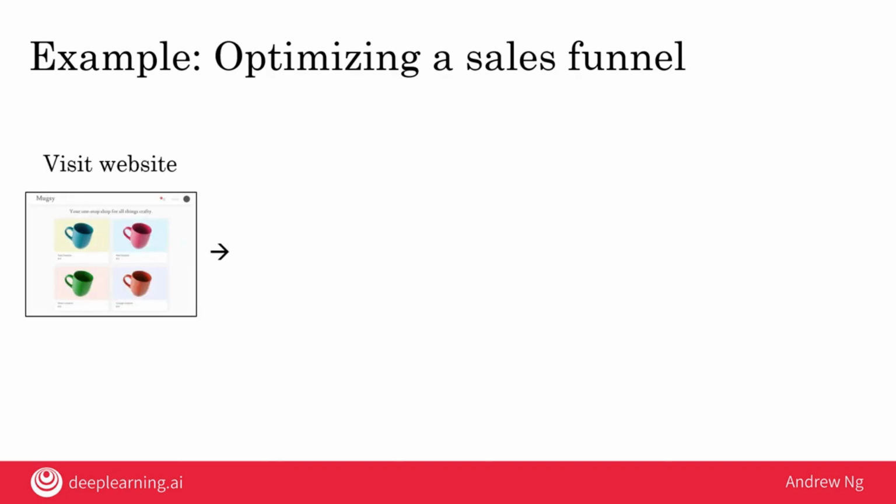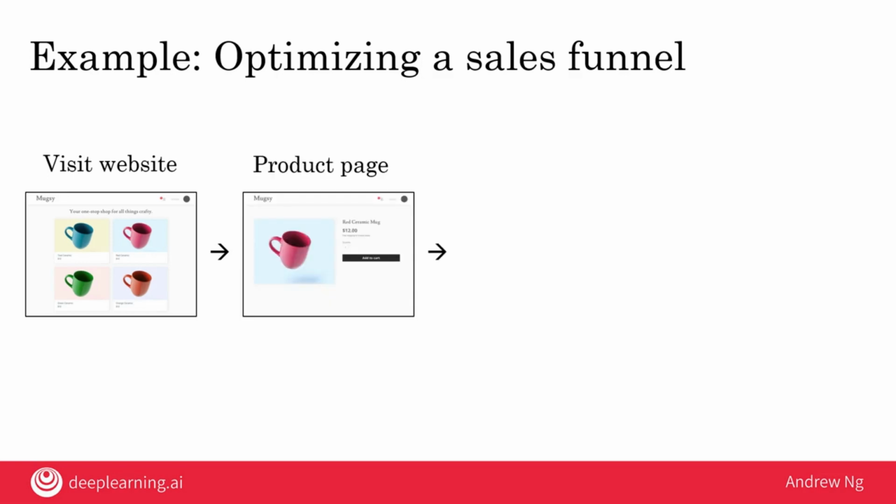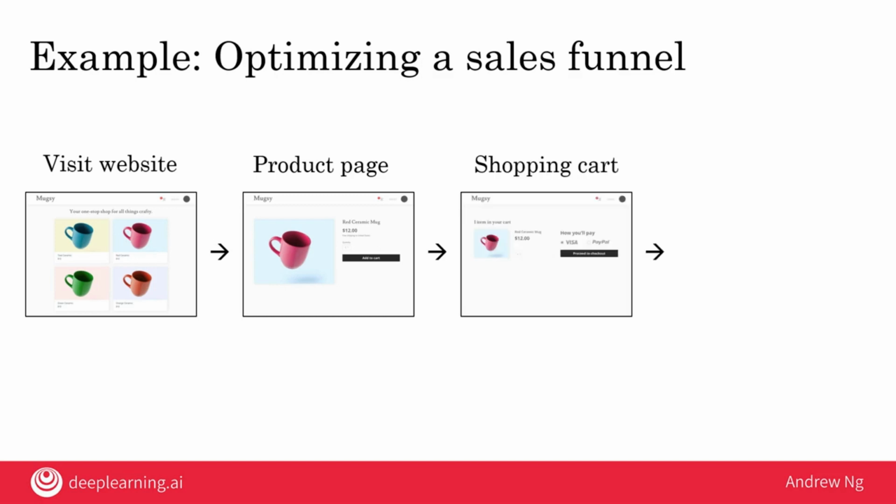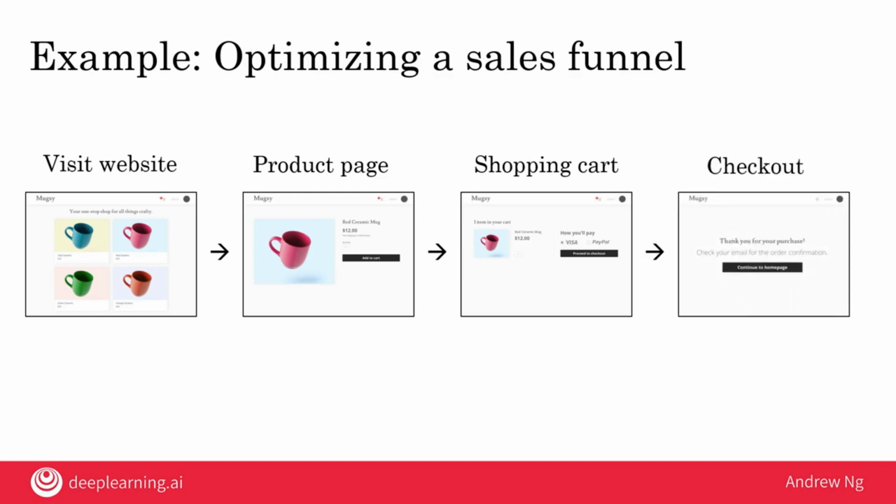And so for a user to buy a coffee mug from you, the sequence of steps they'll usually follow. First, they'll visit your website and take a look at the different coffee mugs on offer. Then eventually they have to get to a product page, and then they'll have to put it into their shopping cart and go to the shopping cart page, and then they'll finally have to check out. So if you want to optimize the sales funnel to make sure that as many people as possible get through all of these steps, how can you use data science to help with this problem?